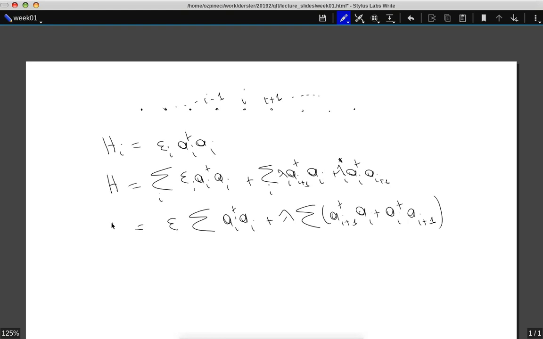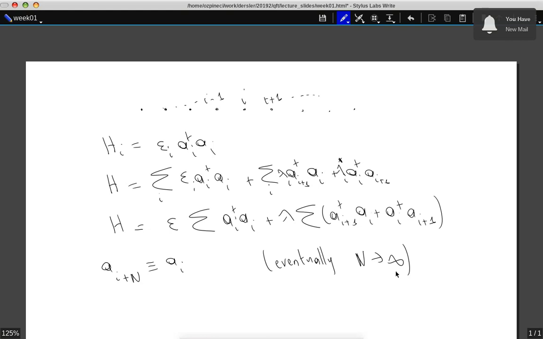Well, what are the energy eigenvalues of this system? I will put this system in a box with periodic boundary conditions. So I will assume that A_{i+N} is actually A_i. That is one assumption I will make. Eventually, I will take the limit N goes to infinity, so that I actually have an infinite one-dimensional space, and my particles will be moving in that one dimension.